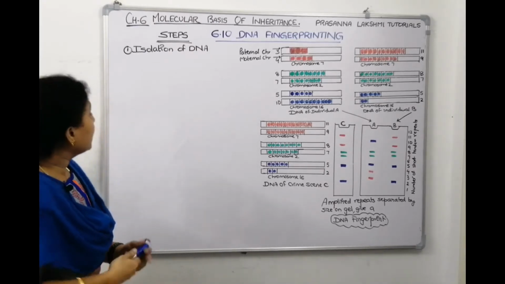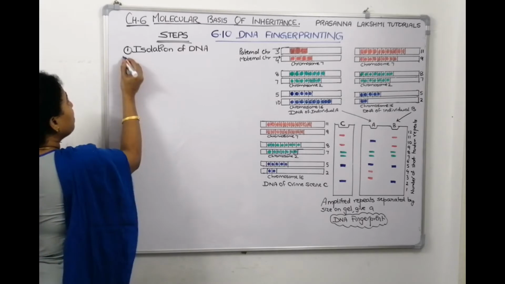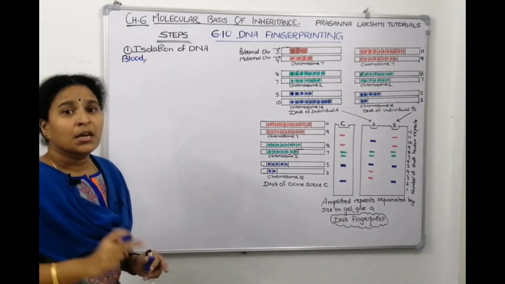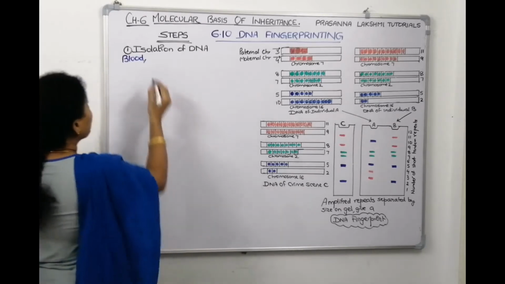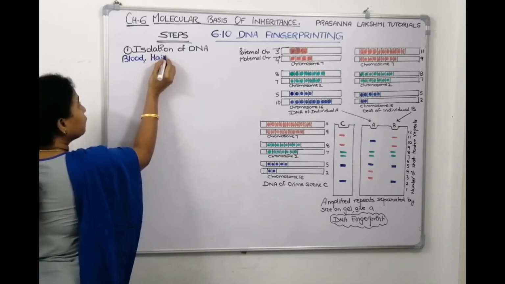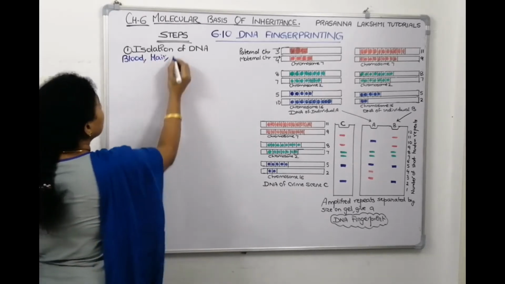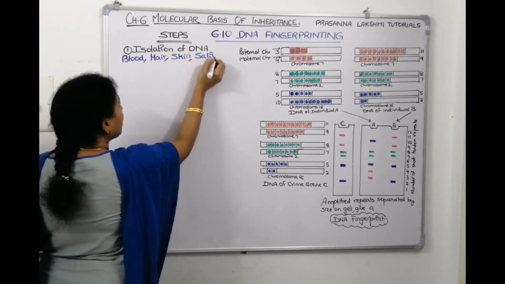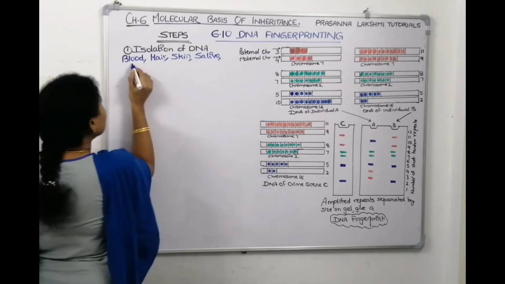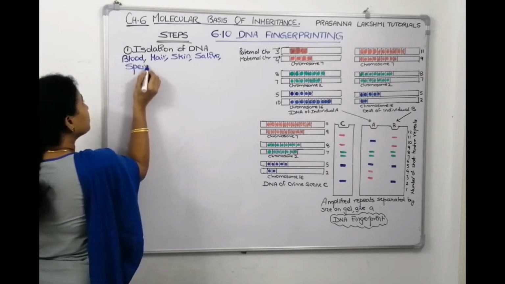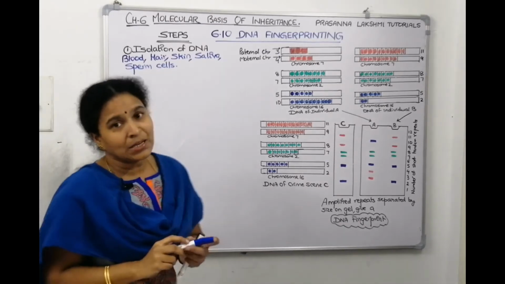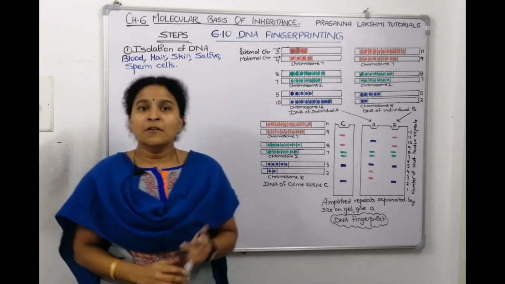And from where are we isolating the DNA? We are isolating the DNA from any cell like blood cell, WBC, right? RBC doesn't have DNA and nucleus. We can take it from blood cell. We can take it from a hair follicle. We can take it from the skin also. We can take it from the saliva, or we can take it from the sperm also. So from these cells, we are going to take out the DNA, isolate the DNA. That is the first step.